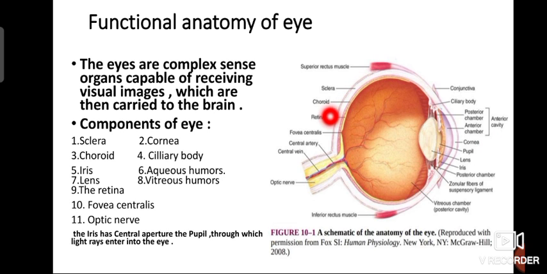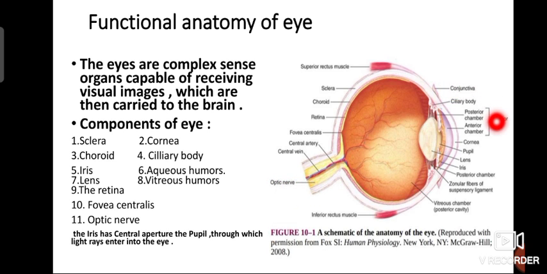And inside the sclera there is the choroid layer, which is rich in blood vessels and provides nourishment to the eyeball. Inside the choroid layer, the innermost layer is the retina, which contains photoreceptor rods and cones. On the retina there is a small depression called the fovea centralis, which contains a large amount of cone cells, and this is the optic nerve, which carries the visual sensation to the visual cortex.